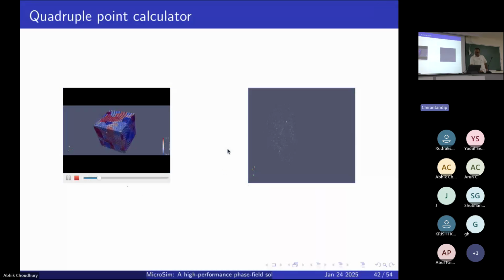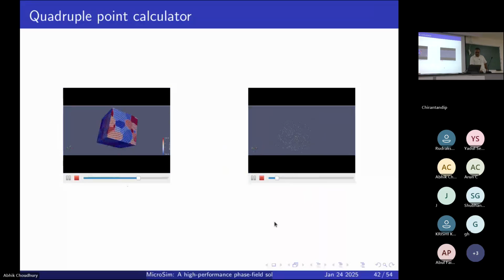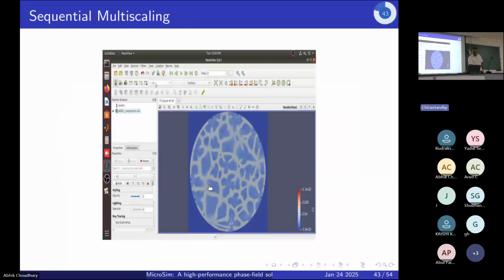And then in the case of 3D, particle. So as many measurements that can be automated are being automated.